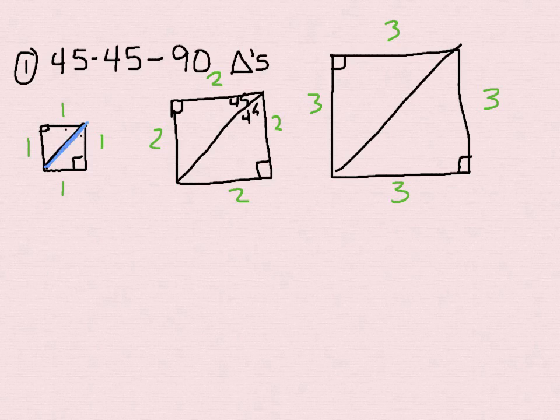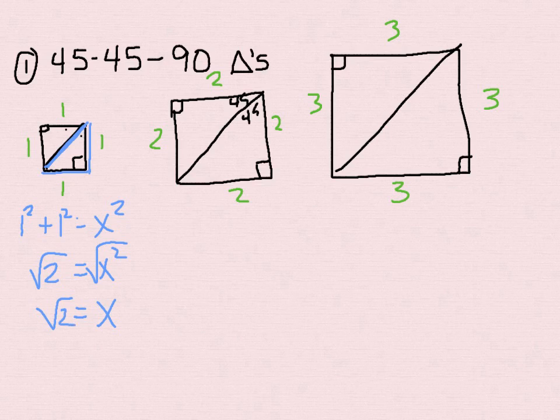Remember, in Pythagorean theorem, we're going to do 1 squared plus 1 squared equals x squared, because those are my two legs right here. So that's 1 plus 1, which is 2, equals x squared, and then I take the square root on both sides, and so I get x equals the square root of 2. And I'm going to leave it just like that, just so you can see this pattern that's coming up.